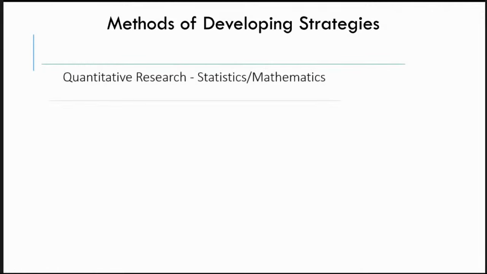There are various methods of developing strategies. We'll discuss it one by one. One way is, like we discussed, quantitative research and quantitative methods using statistics and mathematics. In this way, we can develop our own methods using statistical tools like standard deviation, mean, mode, and there are many others, like normal distribution. We can use all these tools, which are very popular in quantitative research, to develop the strategy, like correlation, co-integration.